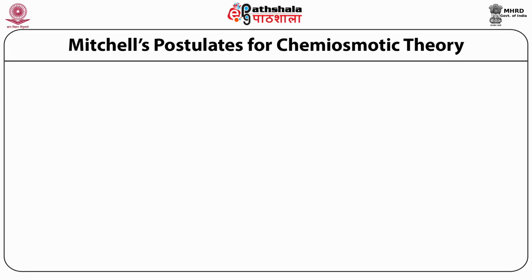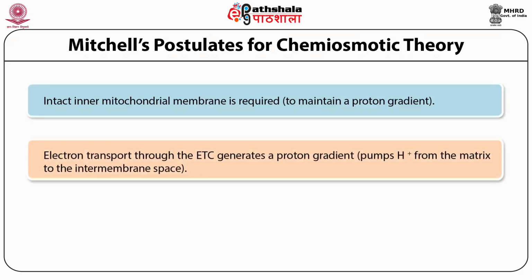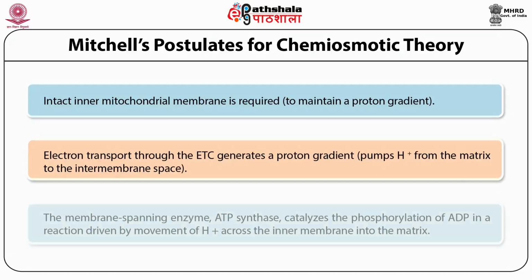If you see Mitchell's postulates for chemiosmotic theory, first we require an intact inner mitochondrial membrane for maintenance of a proton gradient. Electrons are transported through the electron transport chain for the generation of a proton gradient. The membrane-spanning enzyme ATP synthase catalyzes the phosphorylation of ADP in a reaction driven by movement of protons across the inner membrane into the matrix.